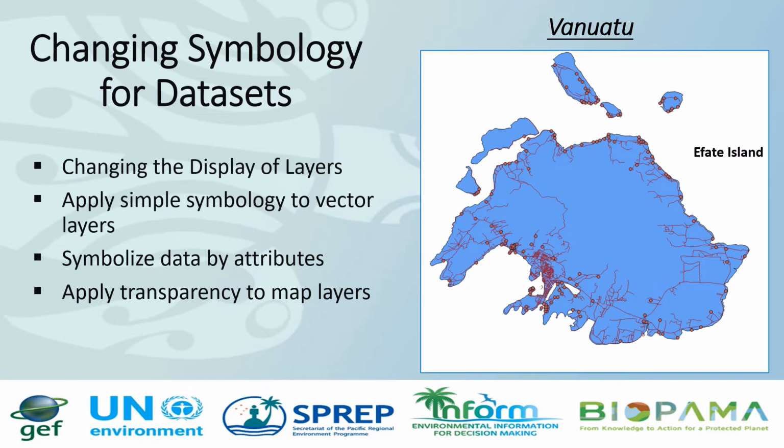In this module, we will now look closely at changing symbology for the Vanuatu Efate datasets from Module 2. You will watch a video on the symbology application for changing layer displays, simple symbology for vector layers, symbology by attribute data, and applying transparency to our map layers in QGIS.